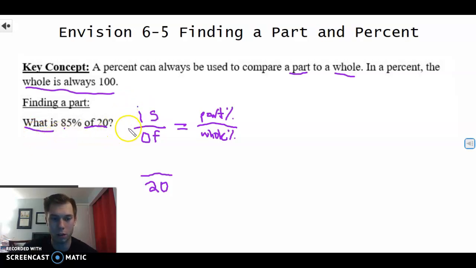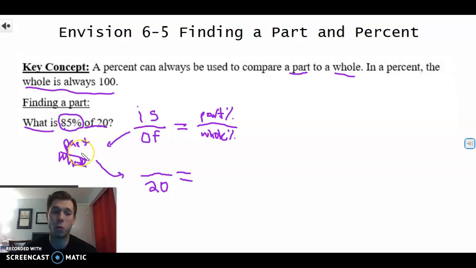So this is part. Now the way to write this, I'm going to write it over here, okay, is the part over the whole. Okay, and that's exactly what we're writing down here. We don't know what the part is. That's what we need to find, but we know what the whole is. And then we can always set this up to the percent. So we know we have 85%. We want to know what is 85% of 20. So on the other side, we're going to write the percent. Well, to write the percent, we're going to write it as a ratio. We would write 85 over 100.